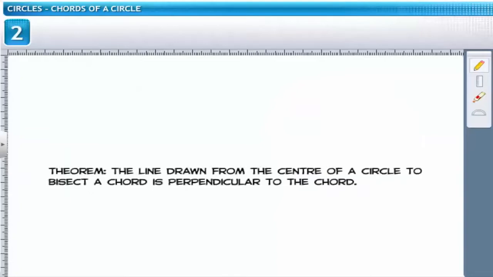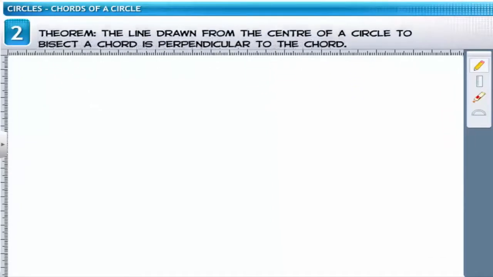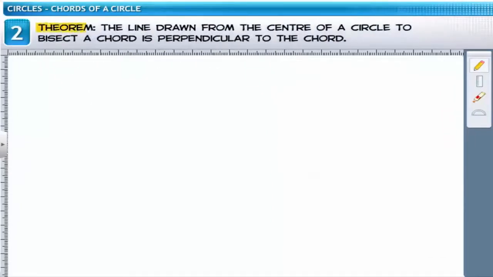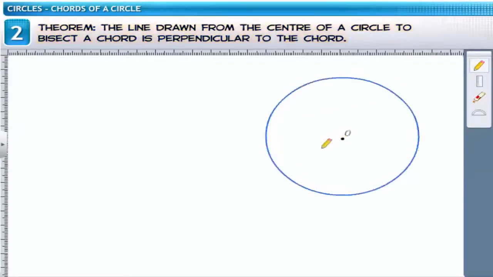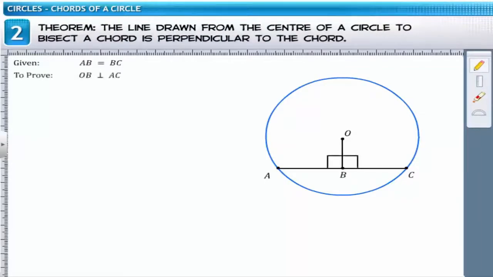Now, let's see if the converse of what we just proved is also true. The theorem states that the line drawn from the center of a circle to bisect a chord is perpendicular to the chord. Consider a circle with center O and a chord AC. Let us draw a line OB so that it bisects AC. Now, we have to prove that OB is perpendicular to AC. Let's join OA and OC.